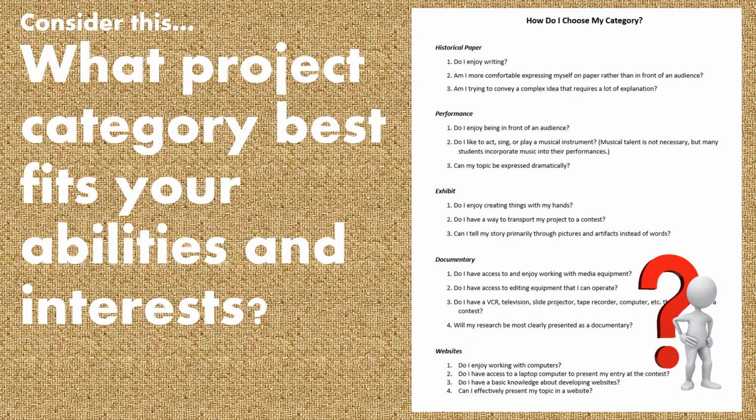So the first thing you need to consider today as we delve into step 1 is what project category best fits your abilities and interests. It's important to choose this category very carefully because this is what you're going to be steering yourself towards throughout this whole process. The questions on the back side of your topic proposal form will help you make that decision.